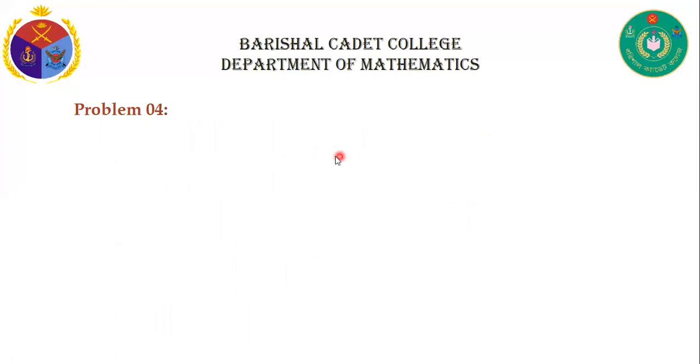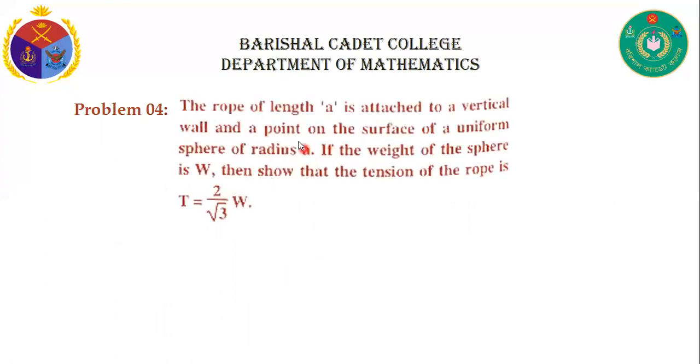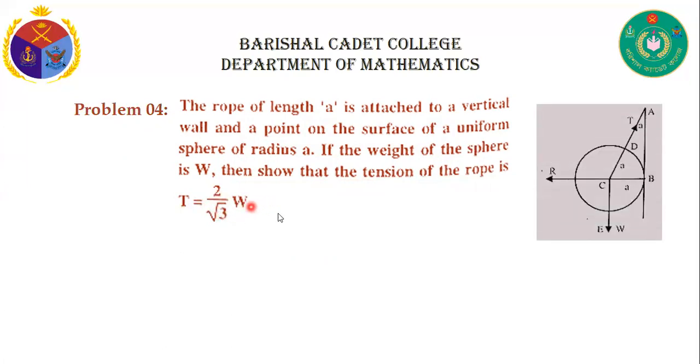Okay, now problem 4. A rope of length A is attached to a vertical wall and a point on the surface of a uniform sphere of radius A. If the weight of the sphere is W, then show that the tension of the rope is T equals 2 by root 3 W.